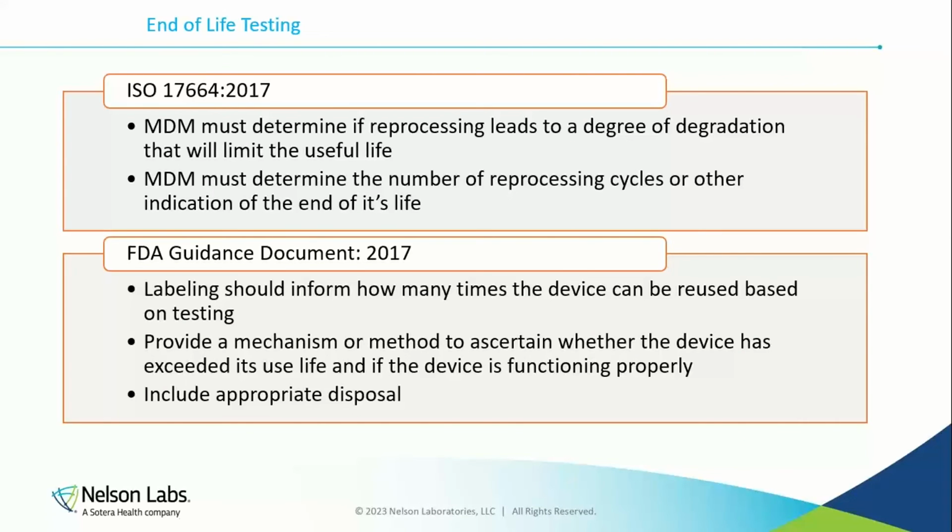So for end-of-life use testing, ISO 17664 and the FDA guidance document just say that the labeling, which is the IFU, should inform when the user should no longer use a device. They should be able to tell just by reading, oh, this is what's happened, I need to discard this device. Oh, I need to call the manufacturer for a replacement. Things like that. If you don't have that in place, then it is something that you will be cited for.